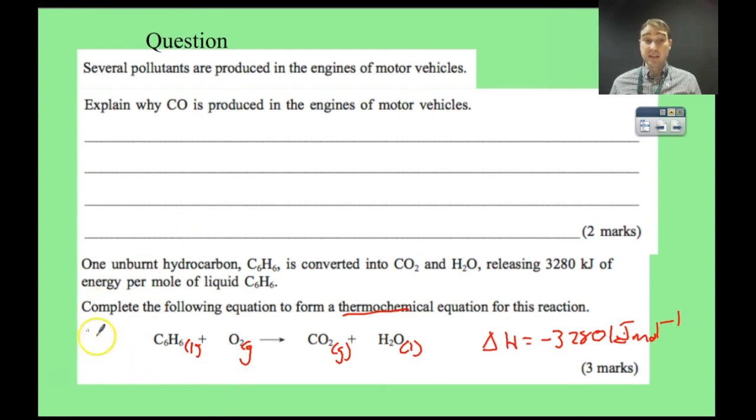Okay, now we need to do our balancing. So 6 carbons, 1 carbon, so we need 6 of these. 6 hydrogens, 2 hydrogens, so we need 3 of these. Now our total number of oxygens, 6 times 2 is 12, plus 3, 12 plus 3 is 15, so we're going to have 15 on 2 oxygen gas molecules. So that's 15 oxygen atoms in total, but oxygen comes in packets of 2, so it's 15 on 2.